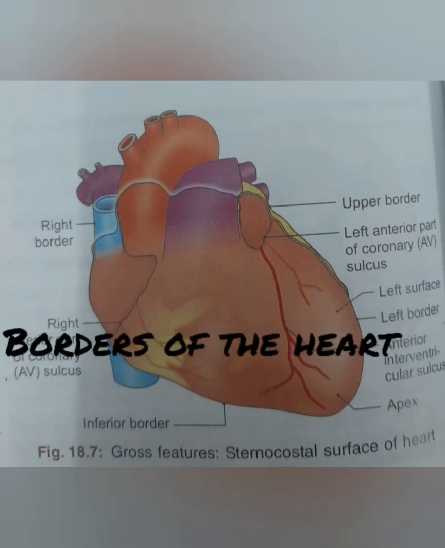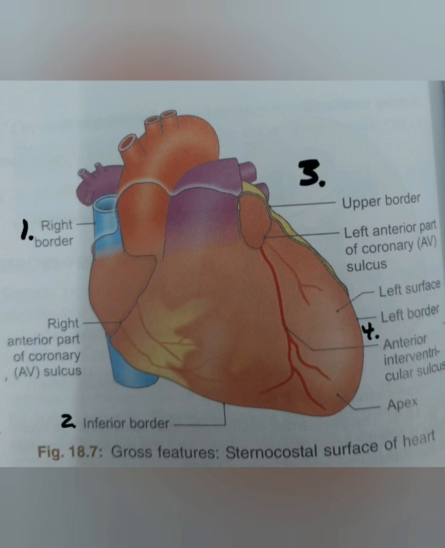Now the borders of the heart. The upper border consists of the two atria, mainly the left atrium. The right border extends from the superior vena cava to the inferior vena cava. The inferior border extends from the inferior vena cava to the apex, and the left border, as you all can see, consists of the left ventricle mainly and partly the left auricle.